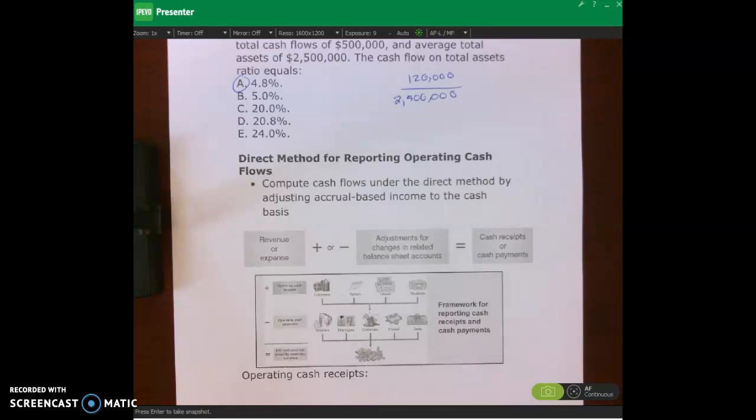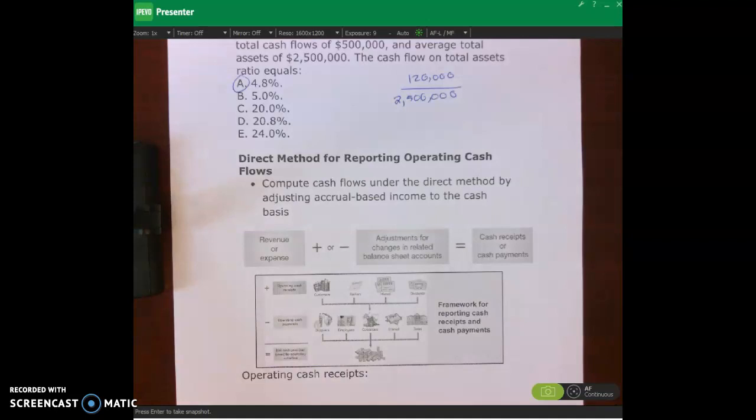Hello and welcome. In this lecture video, I'll be talking about the direct method for creating the operating activities section of the statement of cash flows. Remember that there's two methods, the indirect method and the direct method, but these two methods only pertain to the operating activities section of the statement of cash flows. They do not pertain to the financing and investing activities sections, only the operating activities.